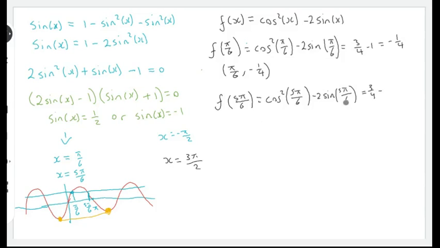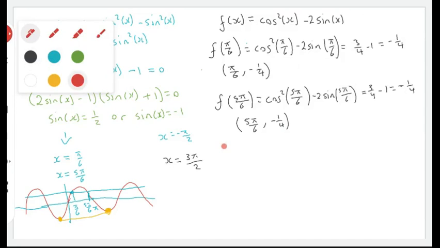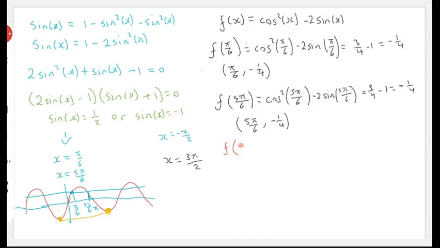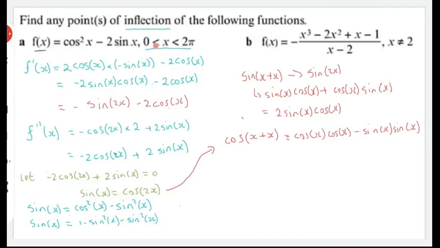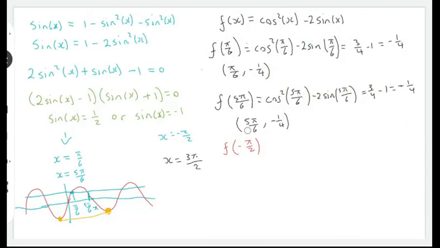Sine of 5 pi over 6 is a half. Then the minus 1, that's again equal to minus a quarter. So I have a solution for one coordinate at 5 pi over 6, comma, minus a quarter. And then I have my next one, f of minus pi over 2. Well, actually, no, f of minus pi over 2 isn't a solution because it's not in the range 0 to 2 pi, so I'm going to leave that one. I'm actually going to put 3 pi over 2 because that one is in our solution range.